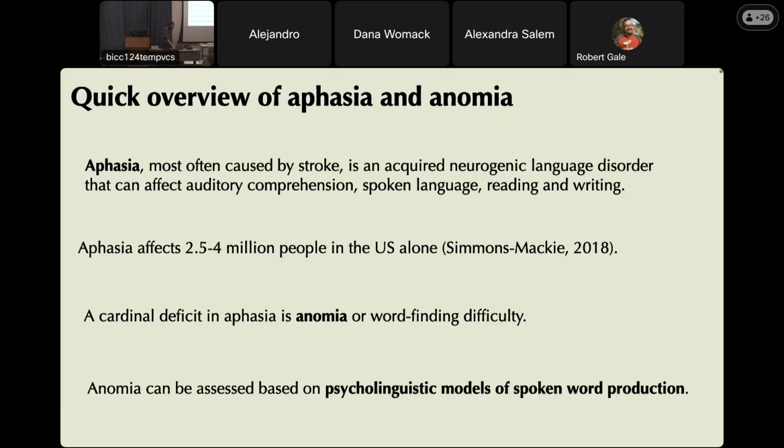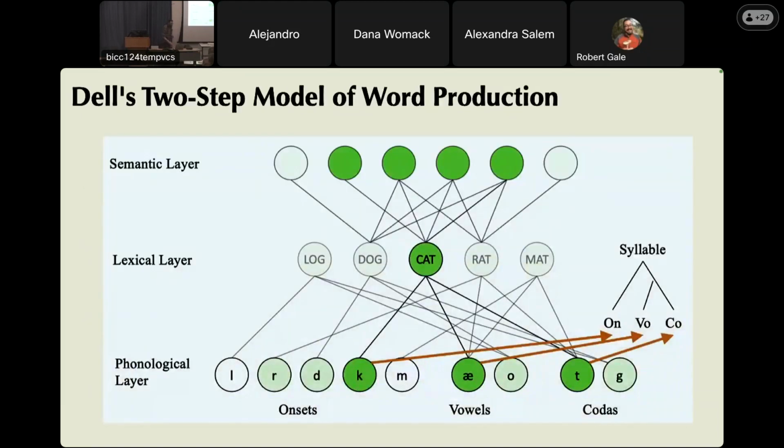Most of them work on top of a psycholinguistic model of word production and retrieval. We don't obviously know exactly how our brains do word retrieval, but there's a few different psycholinguistic theories. The most common one in aphasiology is called Dell's two-step model of word production. In Dell's two-step model, step one is in your brain, you have a semantic layer. You think about the thing you want to talk about, say dog. Then there's a lexical layer where you retrieve the word dog.